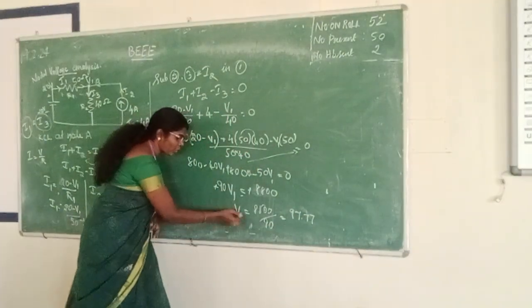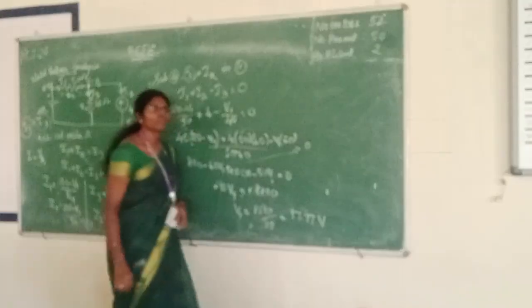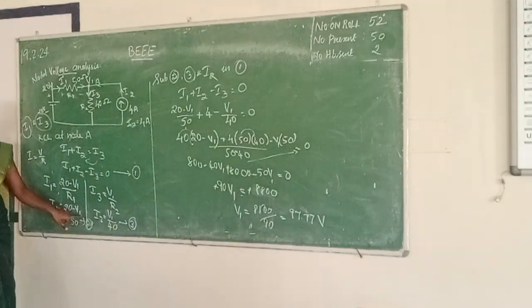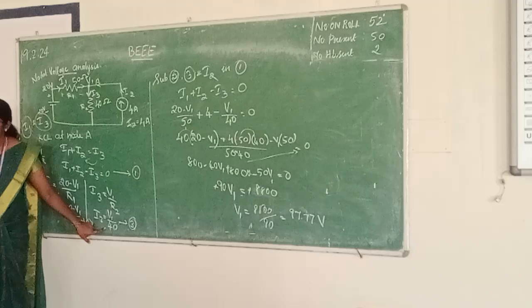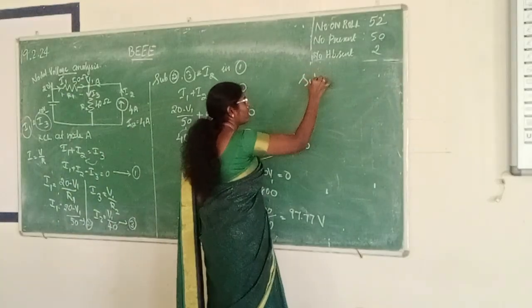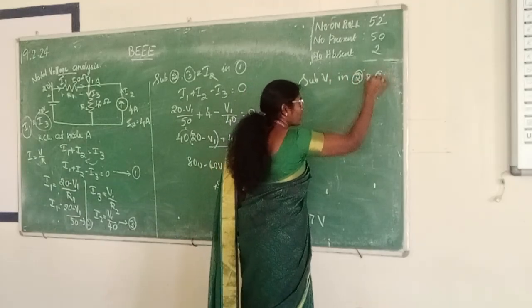97.77. We have calculated what? V1. So we have to write it as volt, V. Okay, now we know the value for V1. Shall I substitute in the equation 2 and 3 to get the value for I1 as well as I3? Can you follow me? And now substitute V1 in where? The second equation as well as in the third equation.